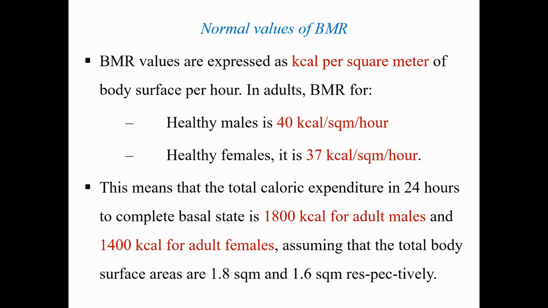By assuming the total body surface areas, we had correlated here. In the previous slide we had said BMR values are expressed as kilocalories per square meter of body surface per hour in adults. So assuming the total body surface areas are 1.8 square meters and 1.6 square meters respectively, we are comparing males and females. Clear? This is what is behind it.